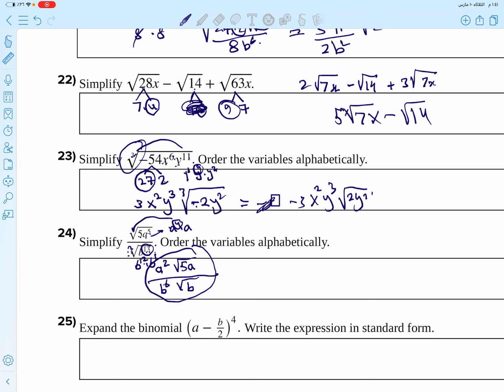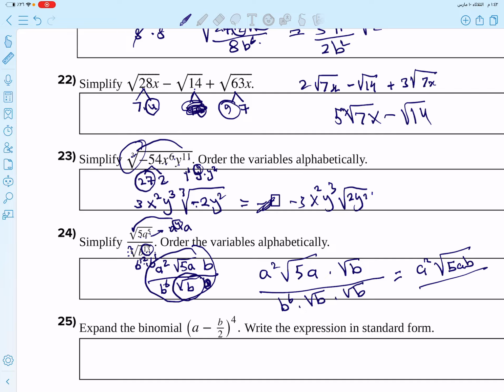perhaps I can multiply by p here, p and p. So just if I need to cancel the square root from the denominator, so the square root of 5a times the square root of p over p to power 6 and times square root of p. Now a squared 5ab over p to power 7.